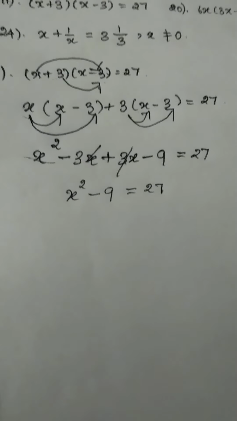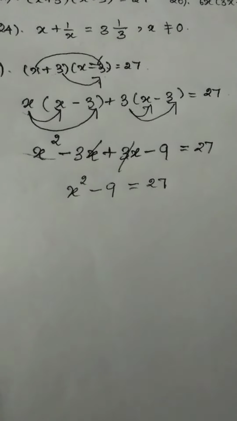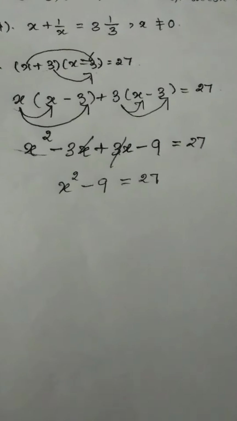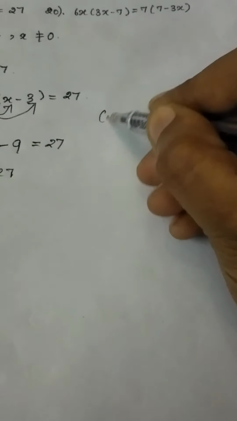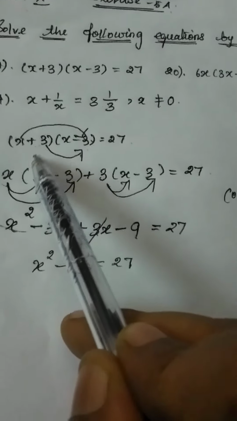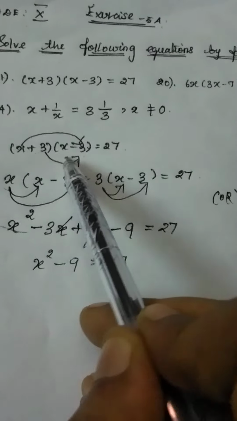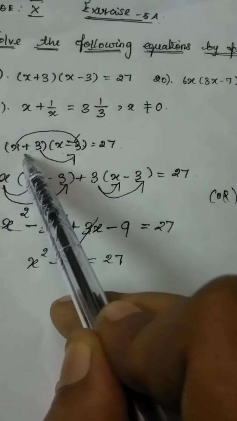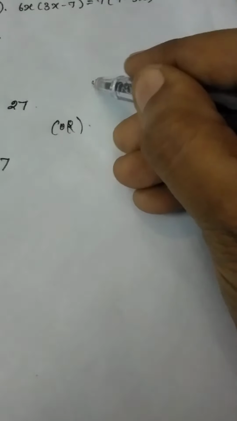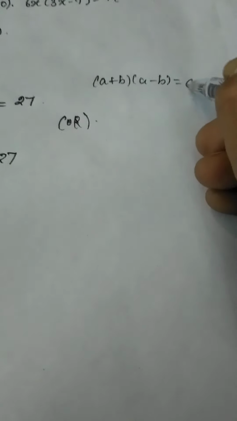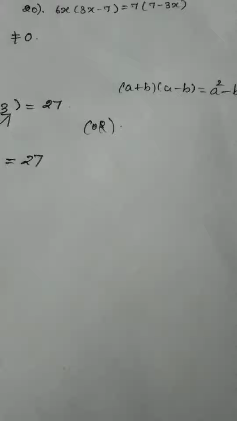Children, actually I have applied the algebraic product here to solve and bring this form, right? Actually, we can apply another method also. Instead of this, just look at the terms here. We may use the identity also. This LHS is in the form of a plus b into a minus b. So what is the identity? The identity says that a plus b into a minus b is equal to a square minus b square, right?